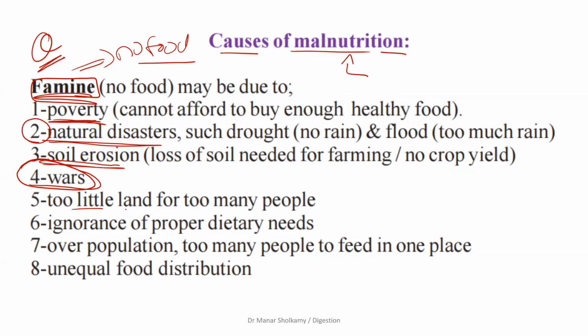You have very little land for many people. The people are ignorant and they are not planting food. Overpopulation, unequal food distribution. You don't have to memorize all the 8 reasons, but 2 or 3 are enough. These are the causes of famine. Any questions?